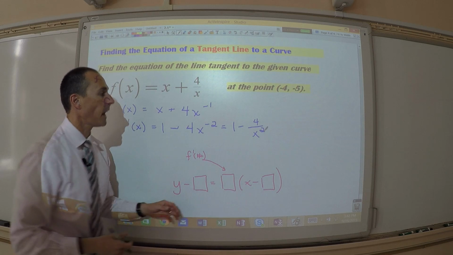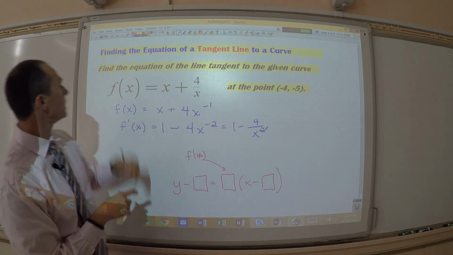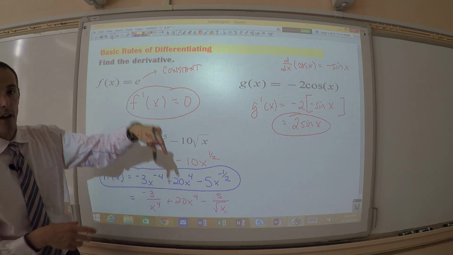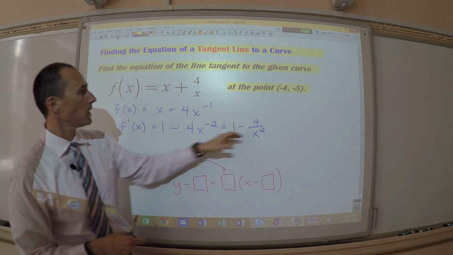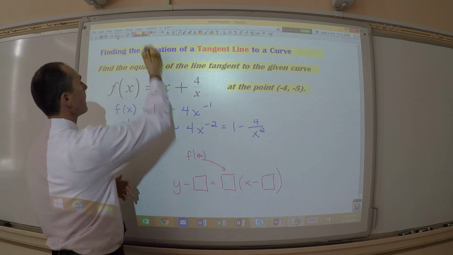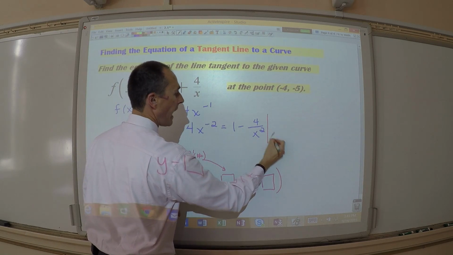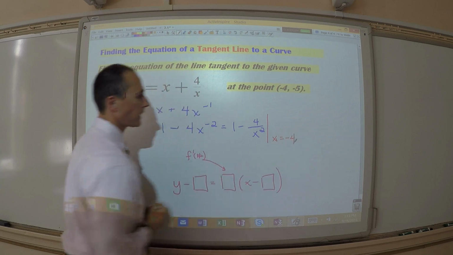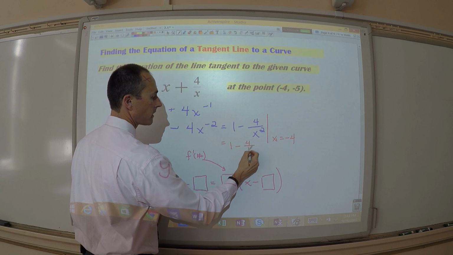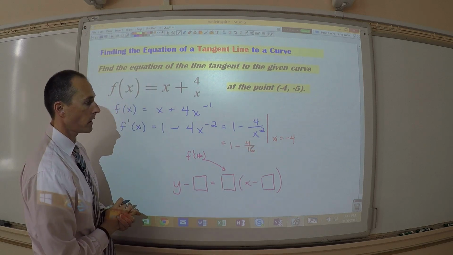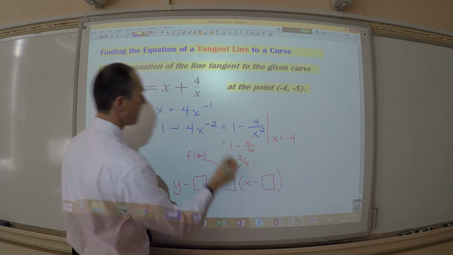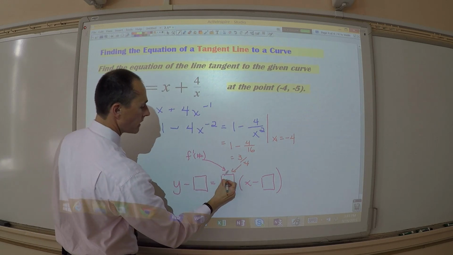The reason that I went ahead and rewrote this function, whereas I didn't rewrite the other one, was because I am going to evaluate, I'm going to plug in a number here, and so I wanted to make it a little more user-friendly. So now what I have to do is evaluate this derivative at x equals -4. That gives me 1 minus 4/16, so basically 1 minus 1/4, and that would give me a value of 3/4. So that number goes right in there. And the great thing is that's the hard part.